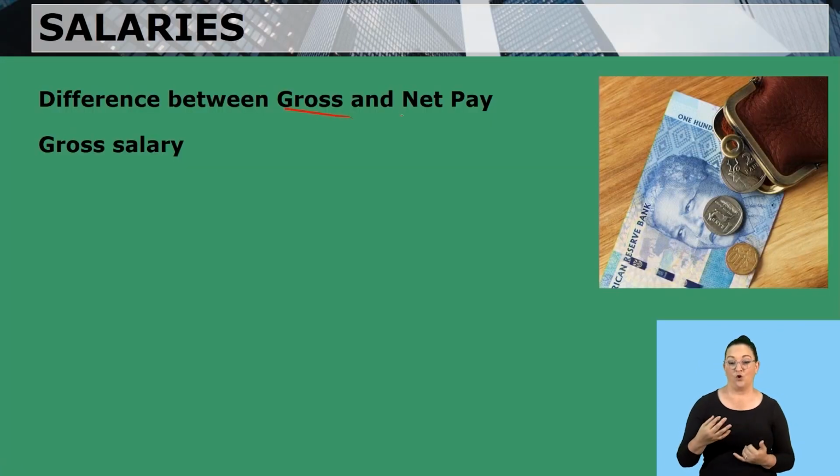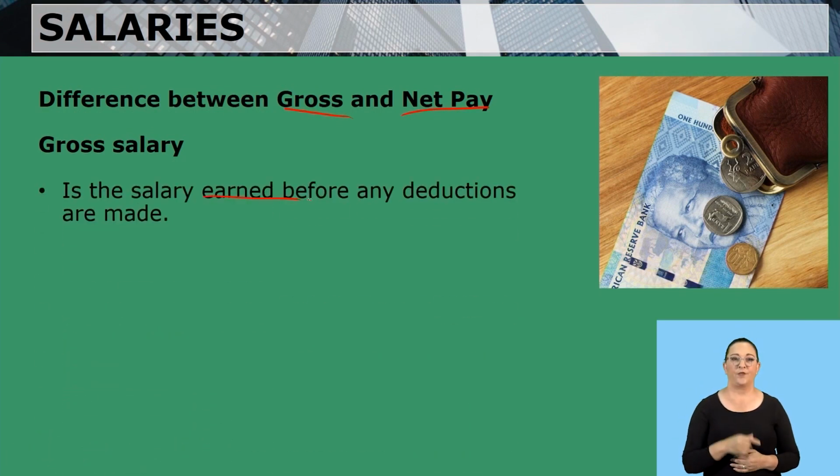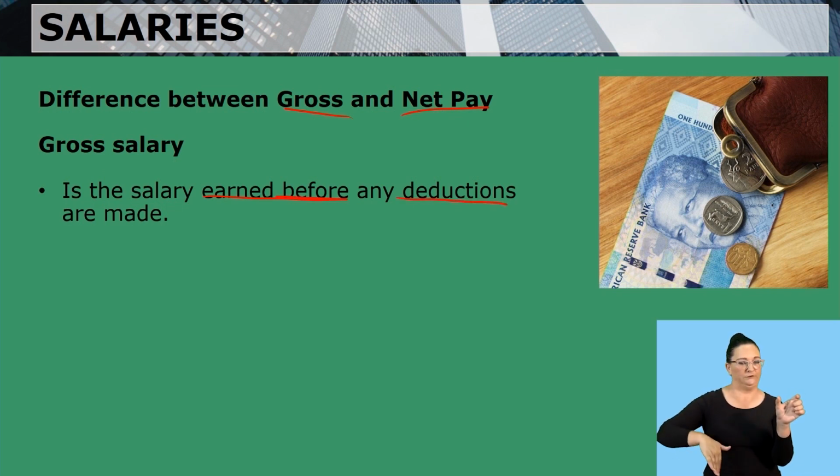Let's now look at the difference between gross and net pay. A gross salary is the salary earned before any deductions are made. So if I am told that I earn 100,000, oh, how I'd love to earn 100,000, then it means that this is the 100,000 that I will see on my salary advice or on my payslip before any other deductions have been made.